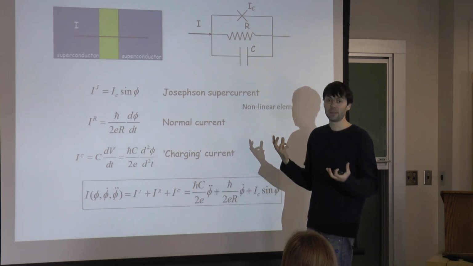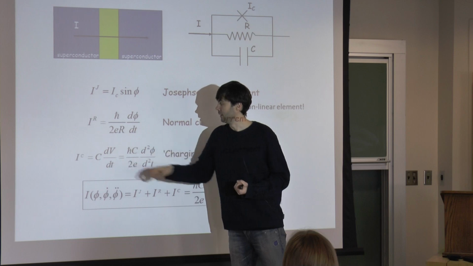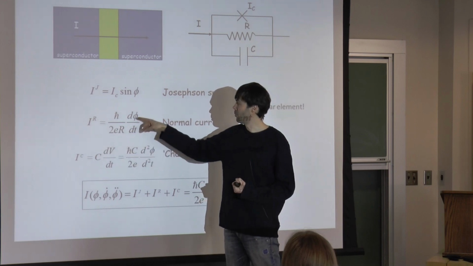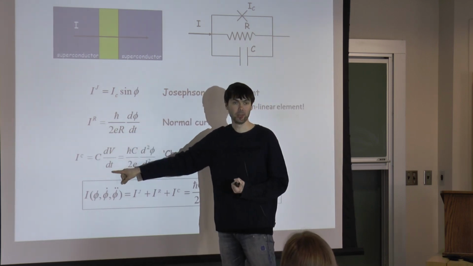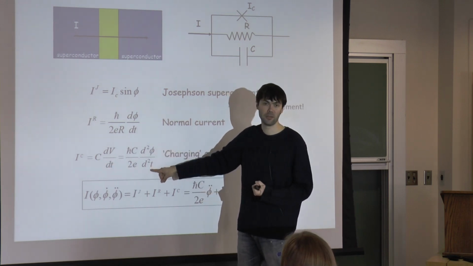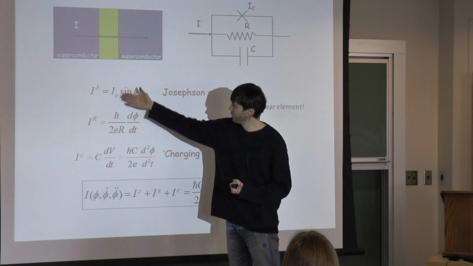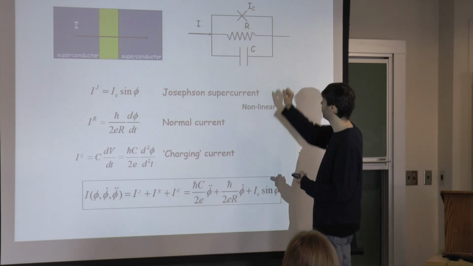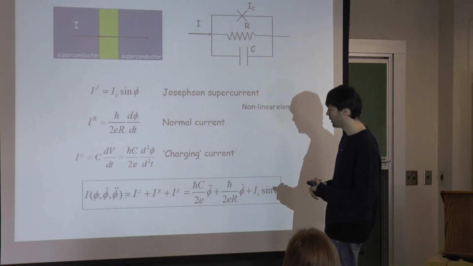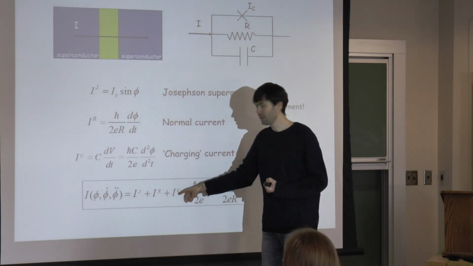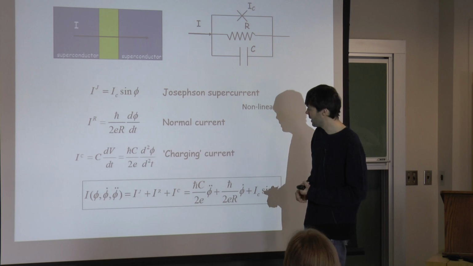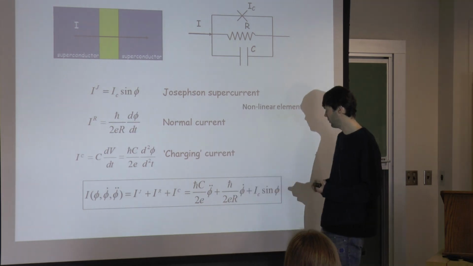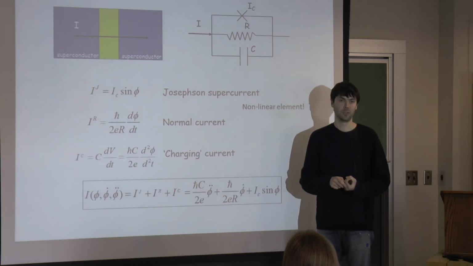And then this is the displacement current. So this current is this one. And so we know that V is proportional to d phi dt. So dV dt for the displacement current is proportional to the second derivative of phase. And we have all these prefactors: critical current, resistance, and capacitance of the Josephson junction, which we just plug into this model. Now let's put it all together. The total current is the sum of the three. And it turns out that it's proportional to the second derivative of phase, the first derivative of phase, and the sinusoidal term.